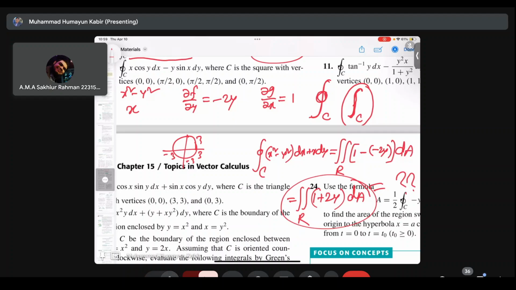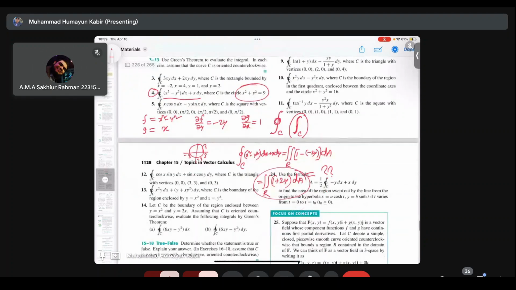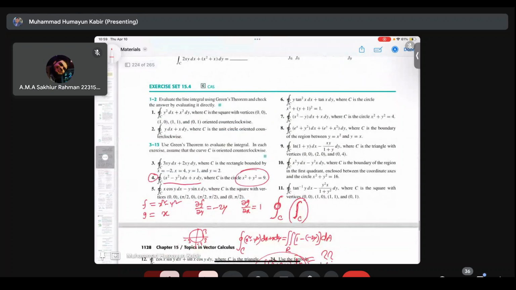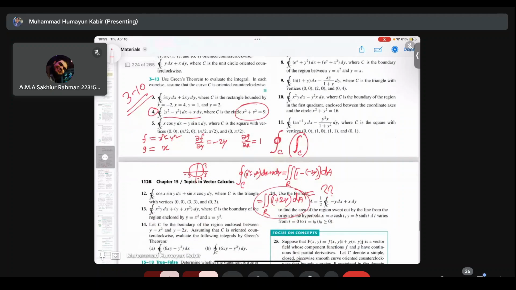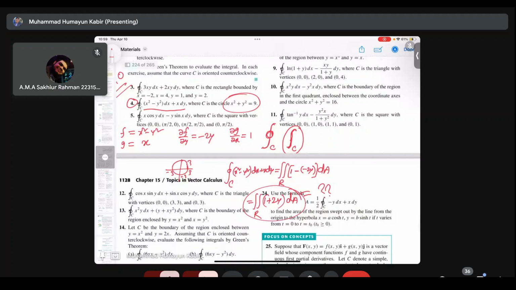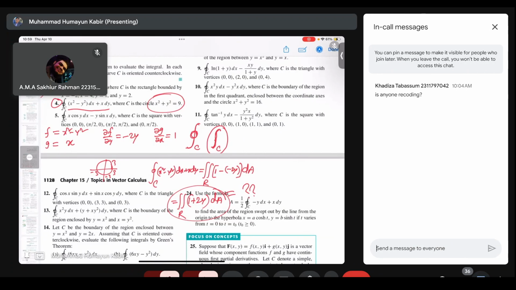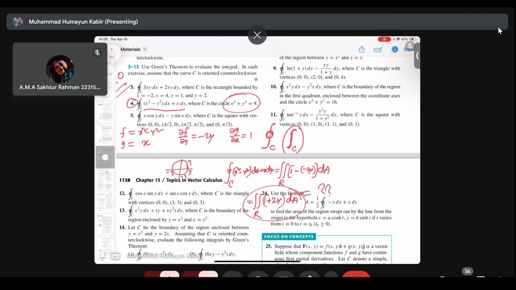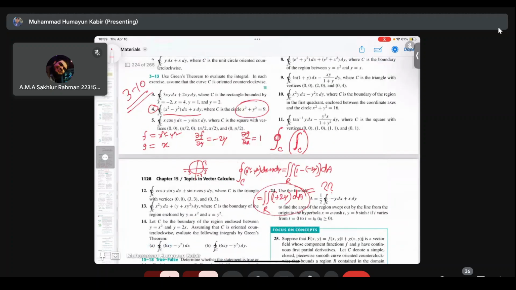Understood? So you should try it, and you don't need to solve all these problems. Just 3 to 10 is okay. You must find the limits from the circle. And it would be more convenient if you transfer it to polar coordinates, or you can do it as it is if you want, no problem. But if you convert it to polar coordinates, the calculation will be easier since it is a circle. So you should try from 3 to 10.